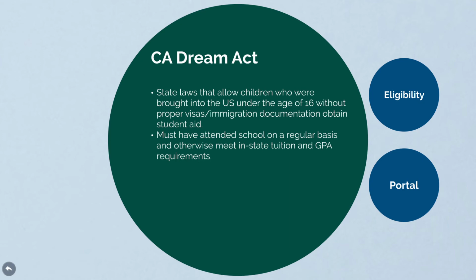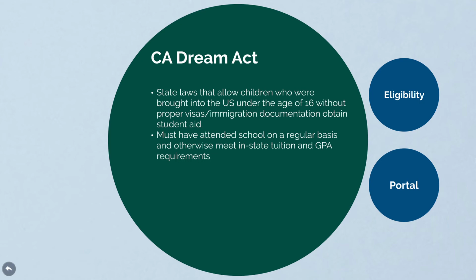There are certain criteria that must be met in order to qualify for the California Dream Act. Obviously, it includes things like attending school on a regular basis in California to be considered an actual resident, as well as certain GPA requirements.